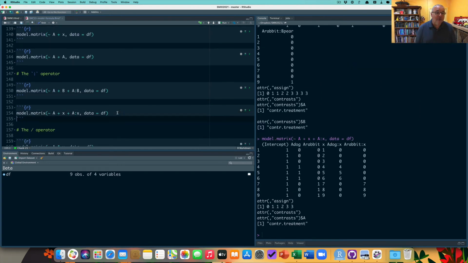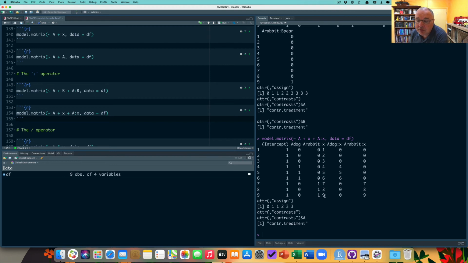Same thing if we do the interaction now. Here are our columns. To get A dog X, it took the A dog column and the X column and multiplied them. So 0 times 1 is 0. 0 times 2 is 0. 0 times 3 is 0. 1 times 4 is 4. And basically you can see this is all zeros except for the few places where your favourite animal is a dog. This is all zeros except for the few places where your favourite animal is a rabbit. And it's just getting each of these columns.